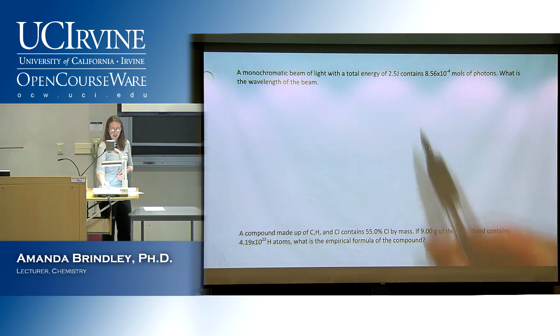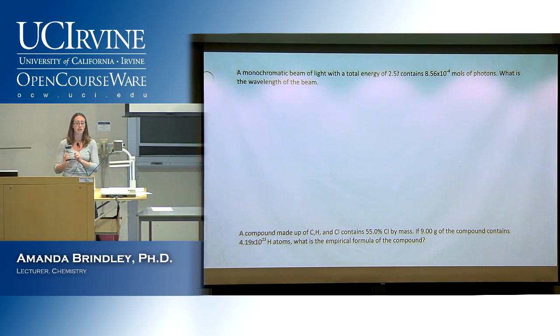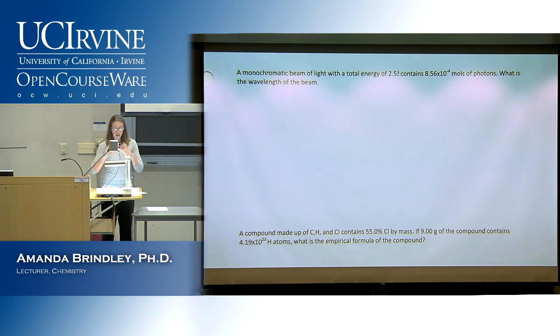So can I just fill in this for E? No. So what is that E of in hc over lambda? It's the energy of one photon, right? So this energy is of this many photons. So we need to figure out the energy of one photon.